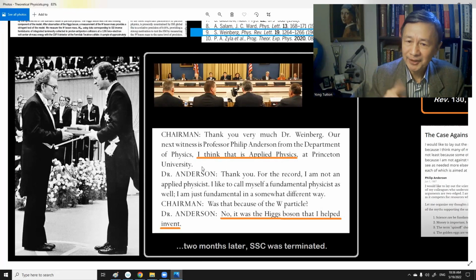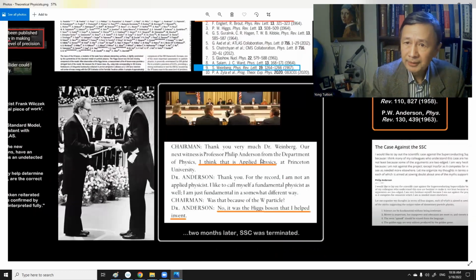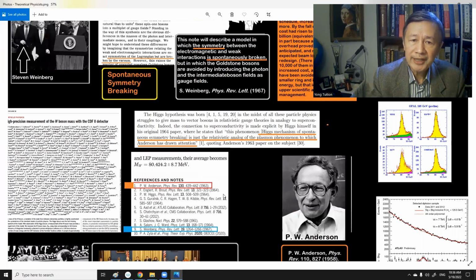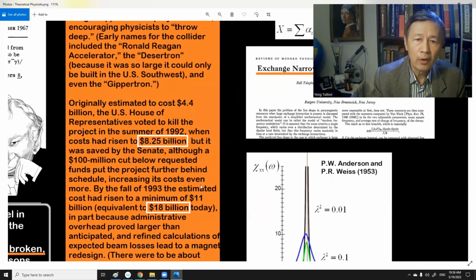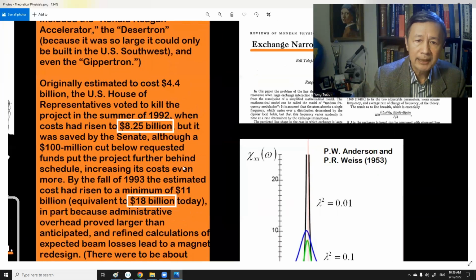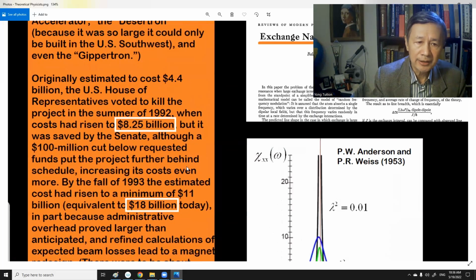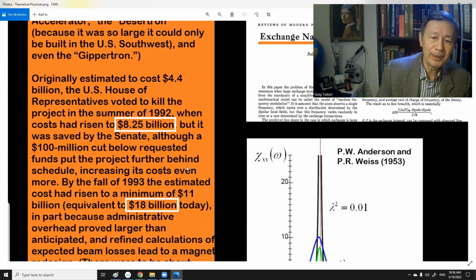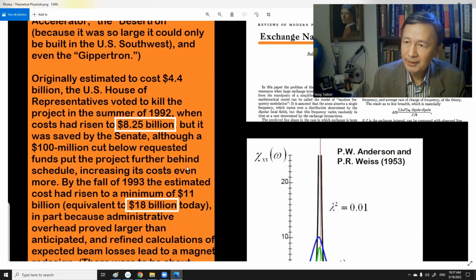Two months after this hearing, the SSC project was terminated forever. The costs were huge. The original estimate of this project was just $4.4 billion US dollars, but by 1992, that cost had risen to $8.25 billion. And the total cost is equivalent to $18 billion today. You can see how much taxpayers' money has been saved by P.W. Anderson.